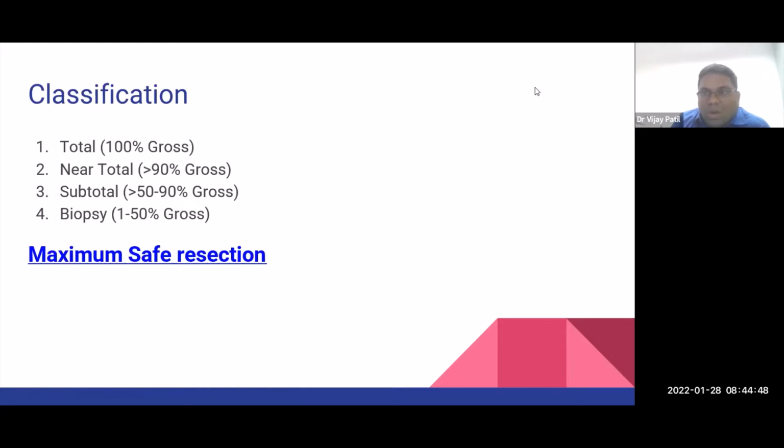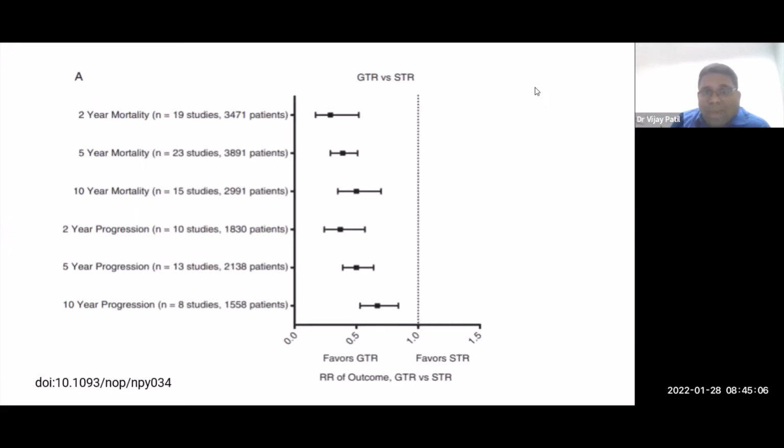If all gross tumor can be removed, it's called total resection. If greater than 90%, but it's not 100% has been removed, it's called near total. Subtotal is 50 to 90%. And if less than 50% is removed, it's called a biopsy. Now, what we see is that maximum possible resection needs to be done.